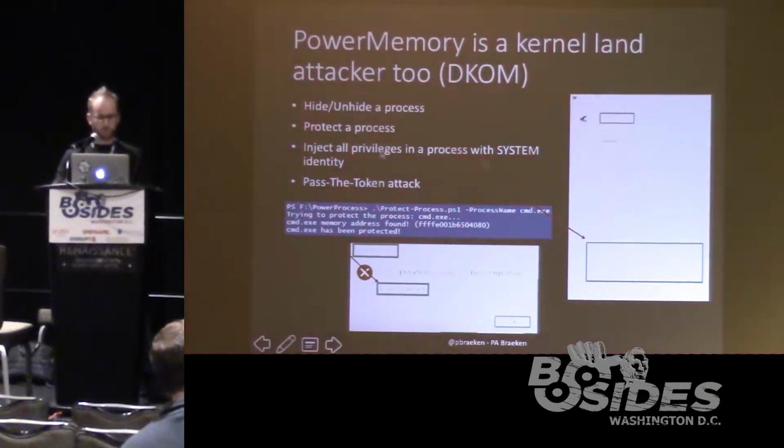You can inject all privileges in a process with system identity just by sending bytes into the process, and then you will have all the operating rights. I don't know all the rights, there are a lot, but I'm sure I have all the rights. And you can do the pass-the-token attack. So they are all proofs of concept, but you can do a lot more if you want.